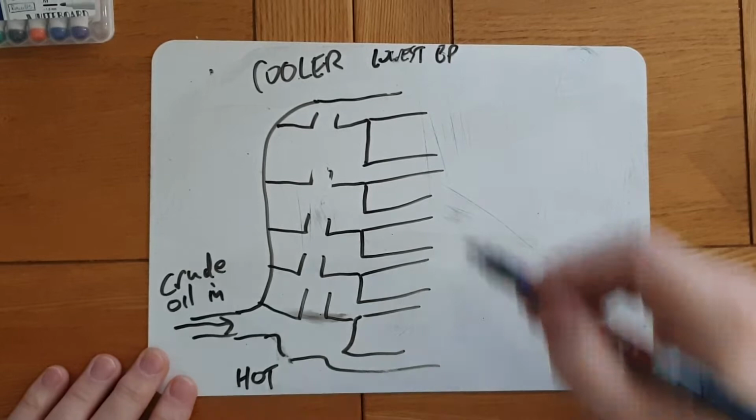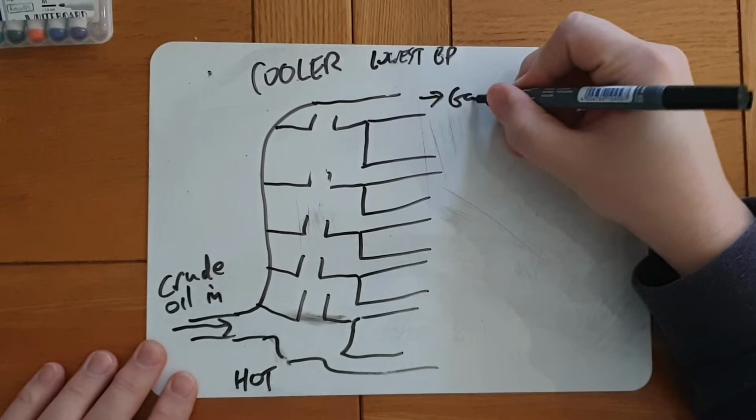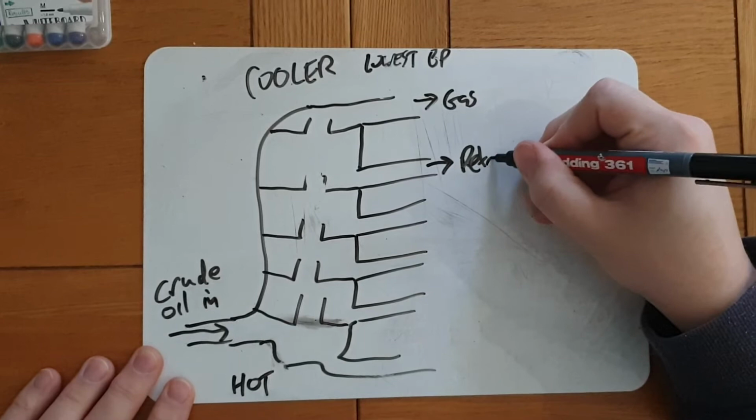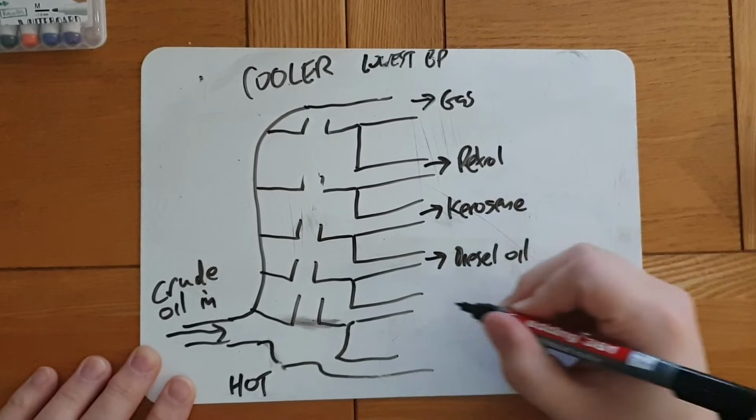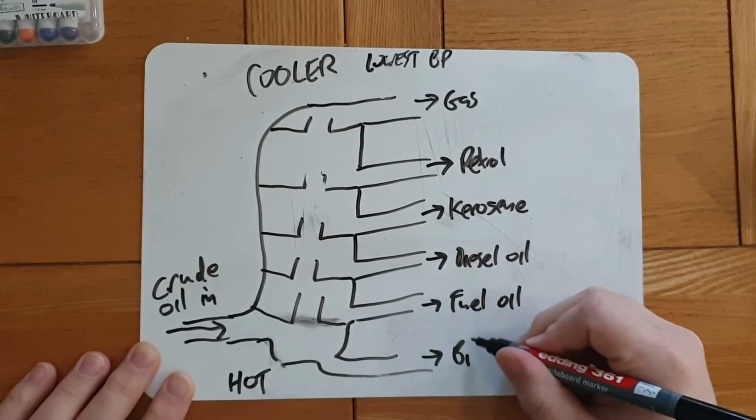So this one is where you get gas, natural gas. This one is petrol. This one is kerosene. This one is diesel oil. Then we get fuel oil. And then we get bitumen. And you need to know the uses for all of them.